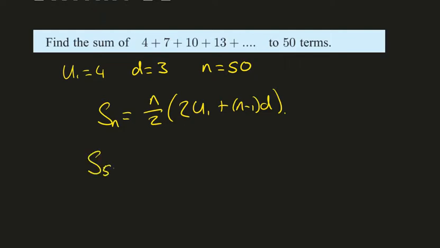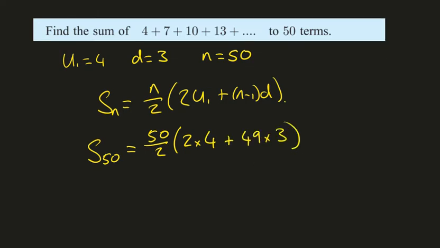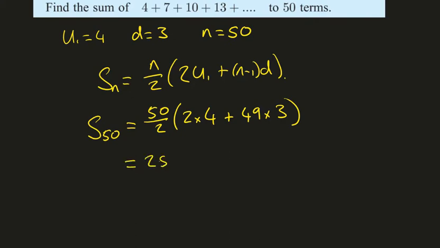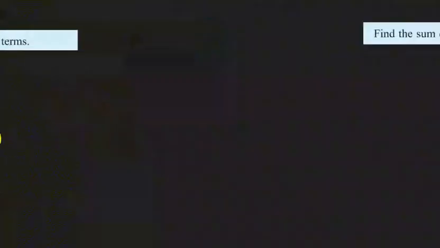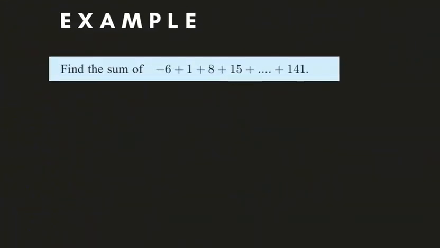Let's put the numbers in and see what happens. So S50 is going to be 50 over 2 multiplied by (2 times 4 plus 49 times 3). If we work that out, I guess we'll have 25 multiplied by 155. So our final answer is 3875. Not too difficult at all, that one. Let's carry on. Let's look at another one.